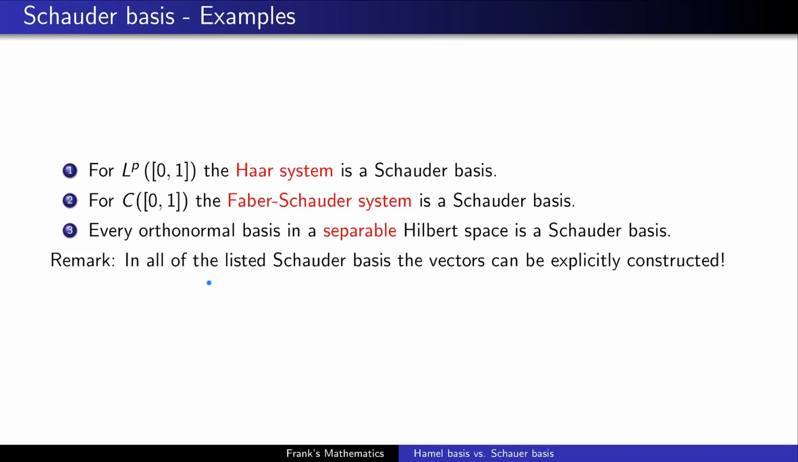And number 3, every orthonormal basis in a so-called separable Hilbert space is a Schauder basis. We will talk in a second about separability. And a small remark, the Haar system and the Faber-Schauder system can explicitly be constructed. There's a formula, put it in, and out comes your Schauder basis. Of course, you will never be able to construct all of them because there are infinitely many, but in theory, it is possible since this is a countable set.